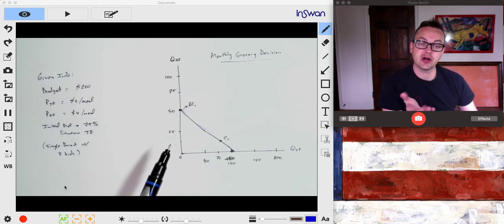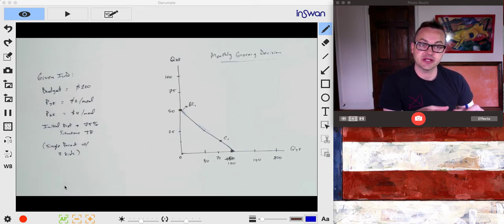This is what we call the budget constraint. That's what you can do with your money. Okay, that's the realm of possibilities that you can do. So what does the person actually do?